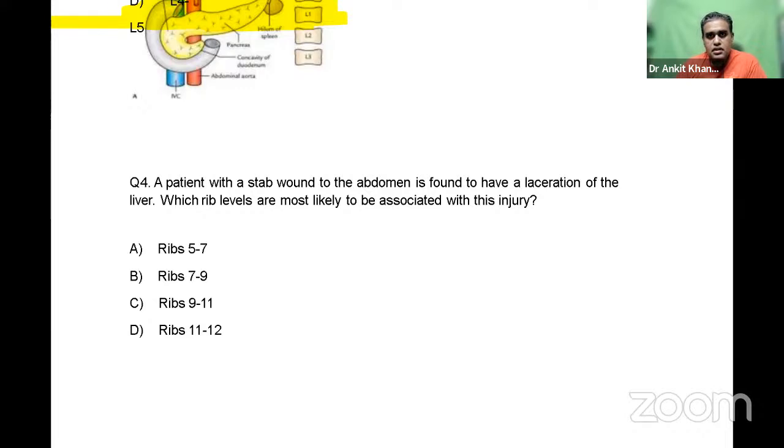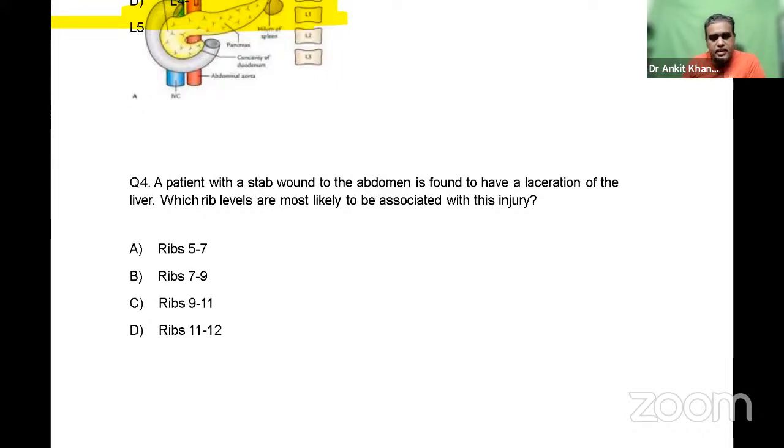Why? They are saying there's a stab injury to the abdomen with a laceration of the liver. Which rib level? See, liver is a huge organ. It starts from around the 5th or 6th rib, goes down till 6th, 7th, 8th, 9th, 10th rib. It is a huge level, huge vertical extent on the right side. It is a 1.5 kg organ. It is not a small organ. So what will be the answer? A, B, or C?